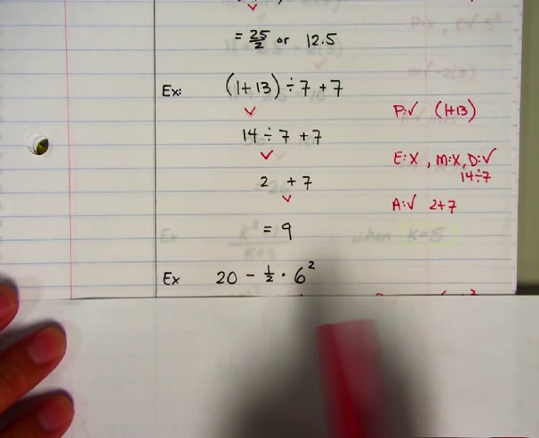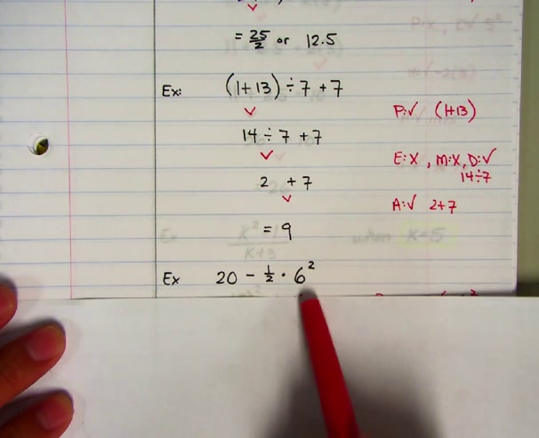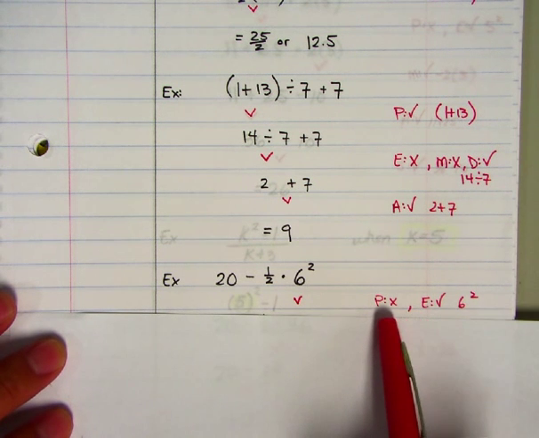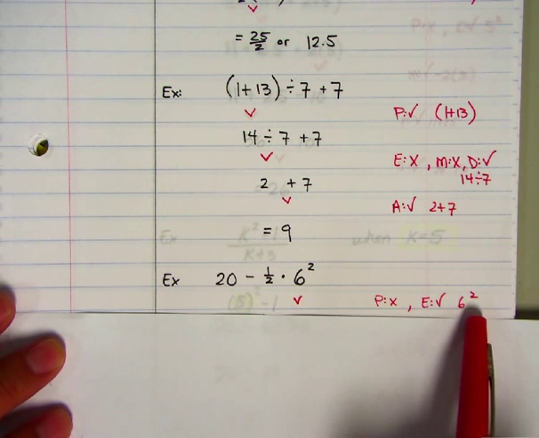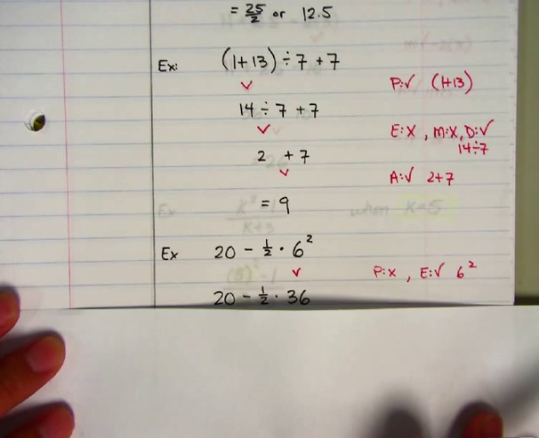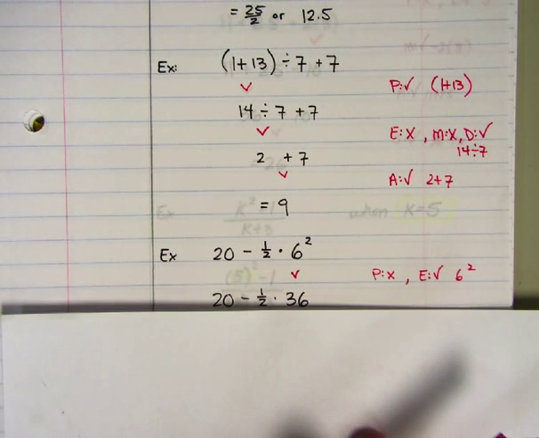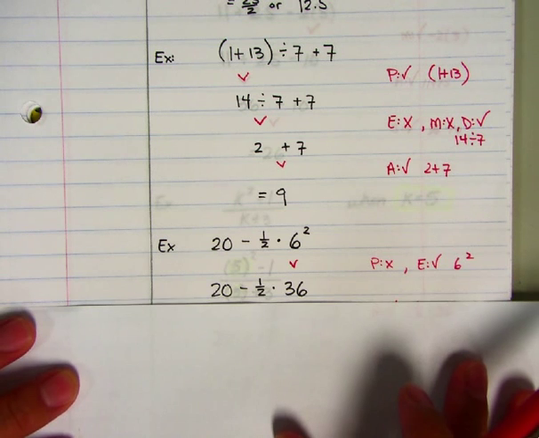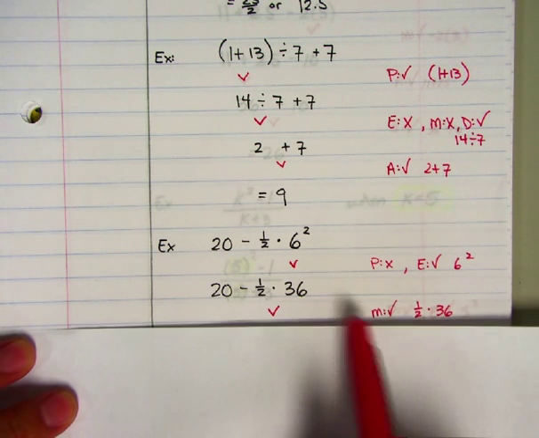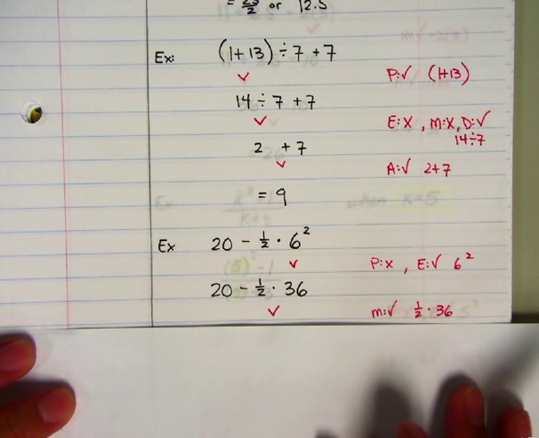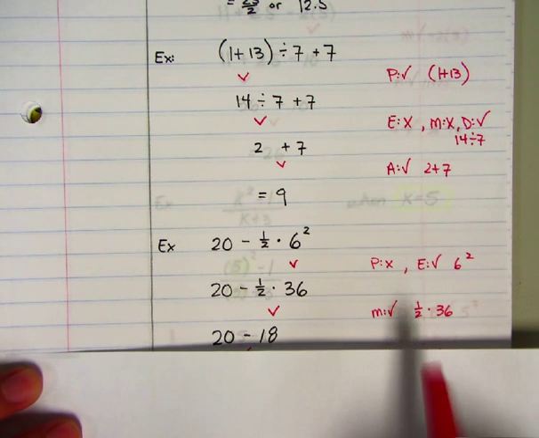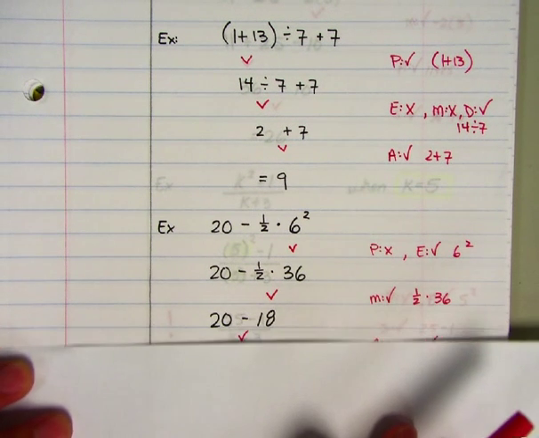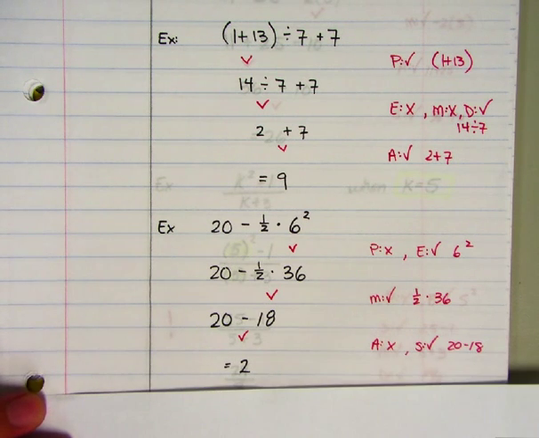All right, 20 minus half times 6 squared. Well, first off, there are no parentheses, so don't worry about that. Exponents, yes, there is 6 squared. So 6 squared is the first thing I do, which is 36. Once I get 36, I notice, okay, what's next? Multiplication or division. So I do have multiplication. Happens right here, half of 36, which is 18. There's no division, I skip over that. There's no addition, I skip over that. Subtraction, my last step, which my final answer would be 2.